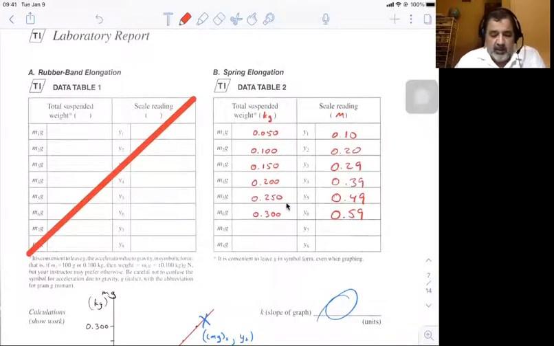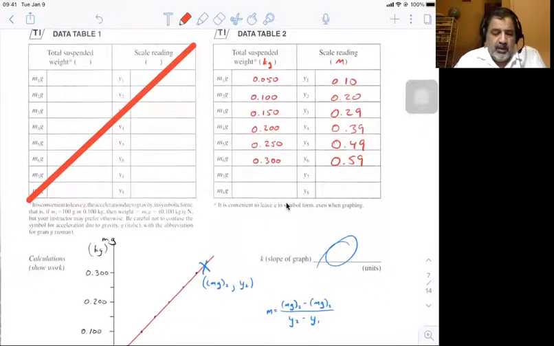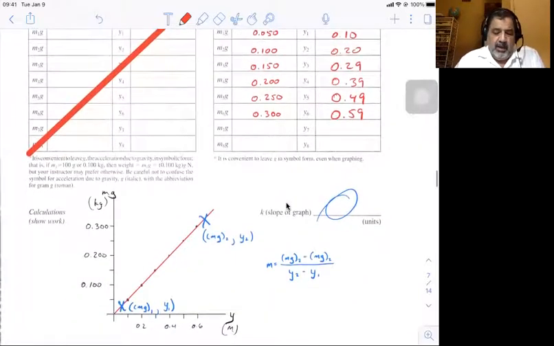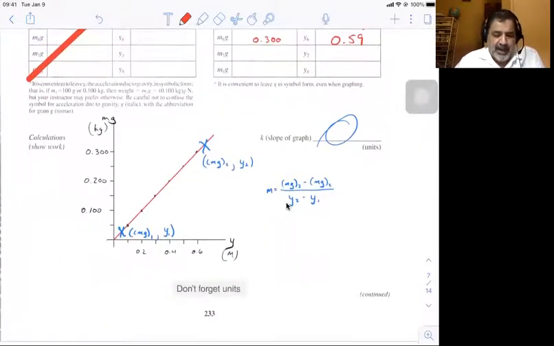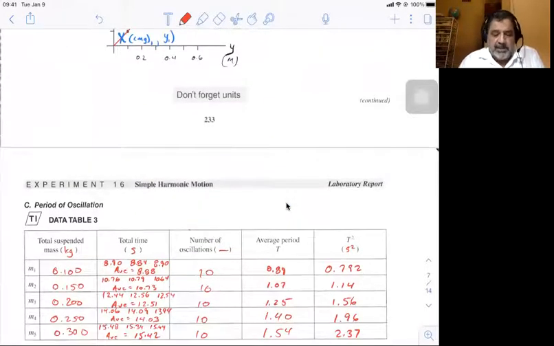Again, we don't do data table 1. You're gonna populate data table 2. This is just the stretching, and then you plot out. This is mass. Actually, you want it in newtons. Mg on the vertical and displacement on the horizontal, and that will give you the slope of the graph. I've got it right here. You'll get the slope of the graph just from plotting the mass versus elongation.